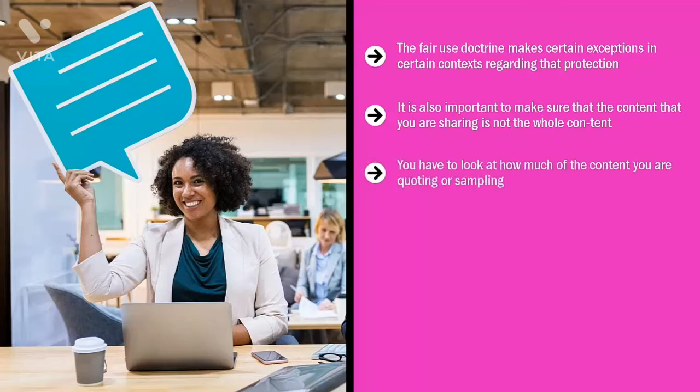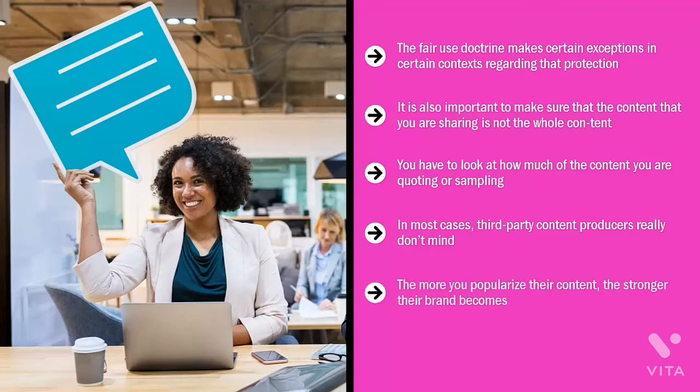You have to look at how much of the content you are quoting or sampling. If you use the whole content, then you may be in trouble. It is also important that you link to the source. This way, they benefit from your curation. This creates a win-win situation. In most cases, third-party content producers really don't mind. In fact, they would love to encourage you. Why? The more you spread their content, the more traffic they get. The more you popularize their content, the stronger their brand becomes. You're doing them a big favor.